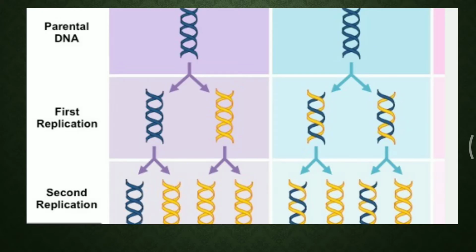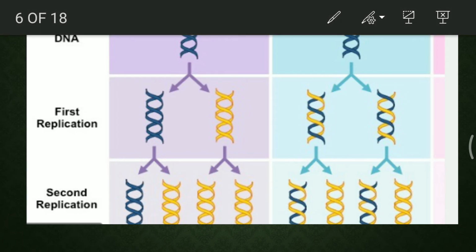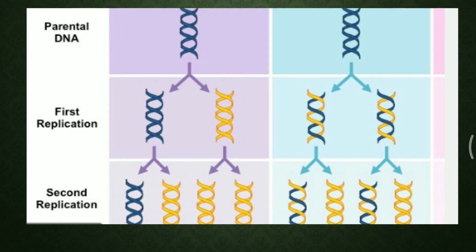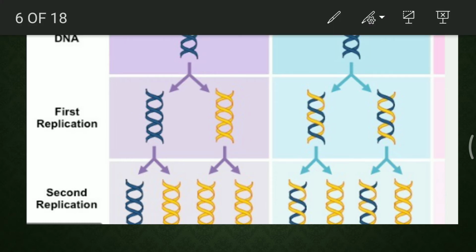So this is what is going to take place. We will take parental DNA. Now here one thing is important. You can see this first type. This is an example of conservative type of DNA replication. But the one which we are trying to judge right now is the semi-conservative nature of DNA.